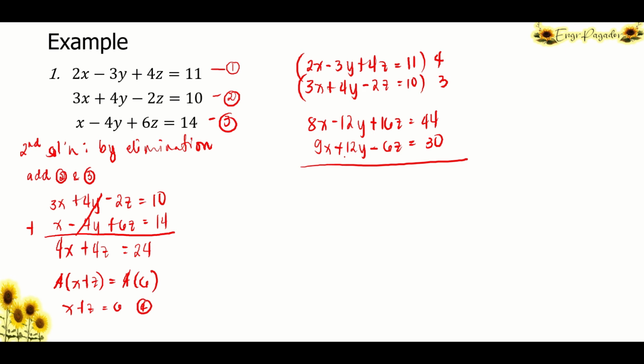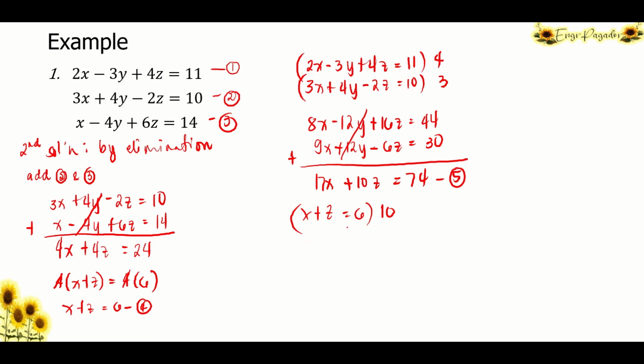So, pwede na nating i-eliminate si second term. Okay, so pwede nating gawin to. So, if we add this one, we will have 17x plus 10z equal to 74. So, this is our equation number 5. Okay. So, using equation number 4 and equation number 5, so pwede natin siyang, si equation number 4, multiply natin to 10. Okay, why? Para ma-cancel natin si z. So, x plus z equal to 6. So, let's multiply that to 10.